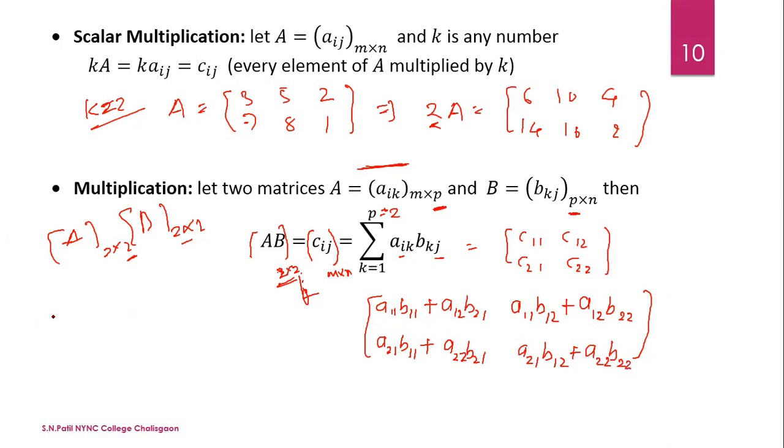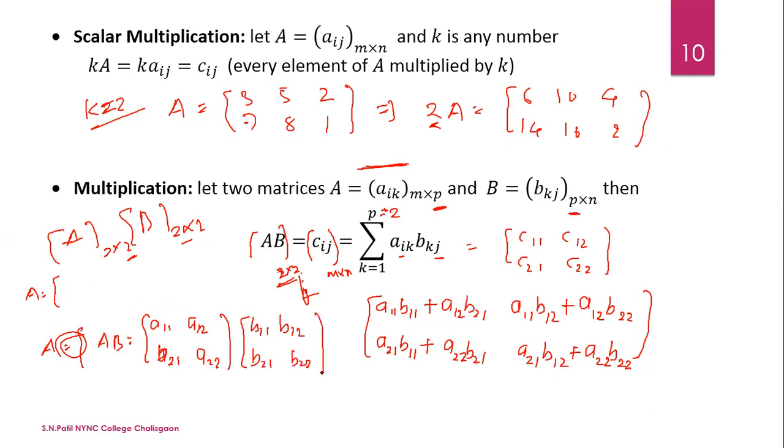Suppose we have A. Now I'm directly putting its value. A into B is equal to the matrix A1 1, A1 2, A2 1, A2 2 into B1 1, B1 2, B2 1, B2 2. Now see the first row. We go through the first definition. Now see our proper method. The first row is multiplied to the first column.